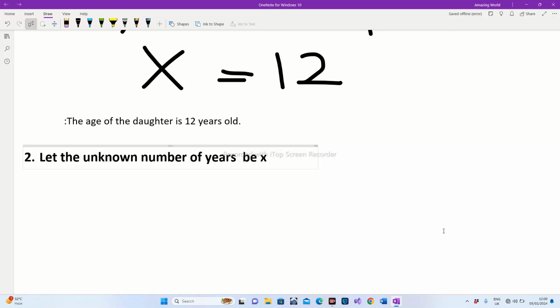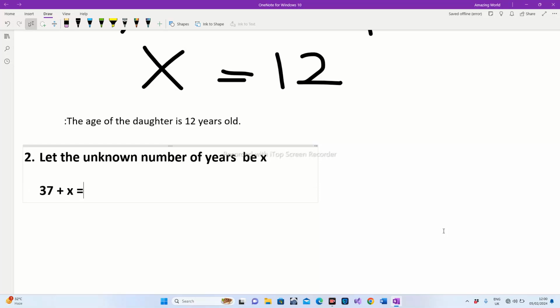So if I am 10 years old currently, and I was asked that in the next 5 years, how old will I be? I will simply say I will be 10 plus 5 years old. I hope that is very clear. So now the unknown number of years is x, and the father is 37 years old, the son is 10 years old. So if you add the unknown number of years to the ages of the father and the son, the father will be 37 plus x years old. I hope that is very clear.